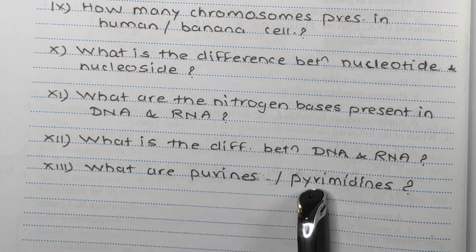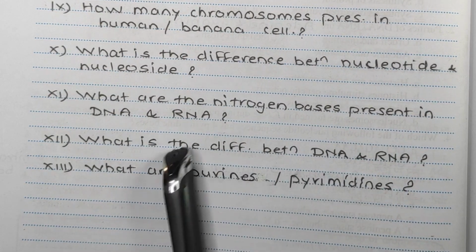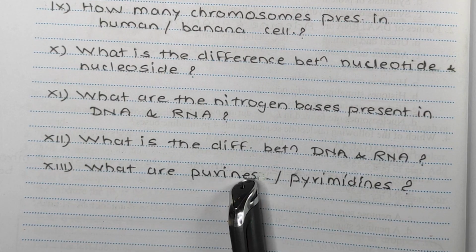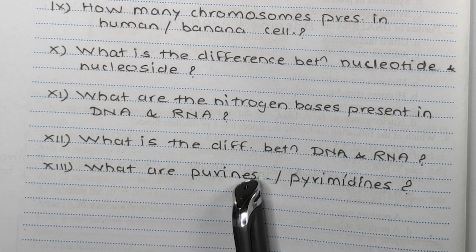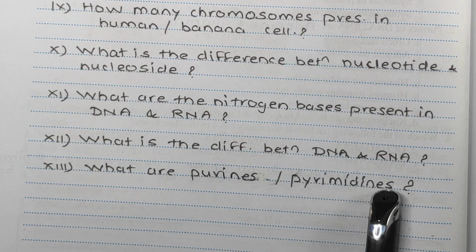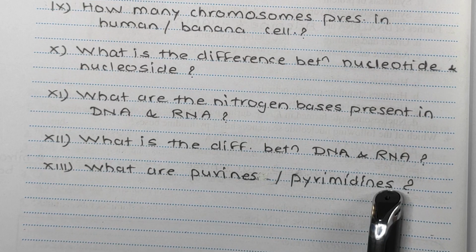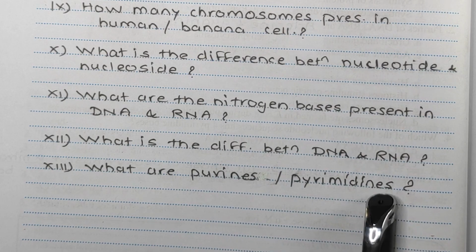What are purines and pyrimidines? Purines are adenine and guanine, while the pyrimidines are thymine and cytosine for the DNA, and uracil and cytosine for the RNA.